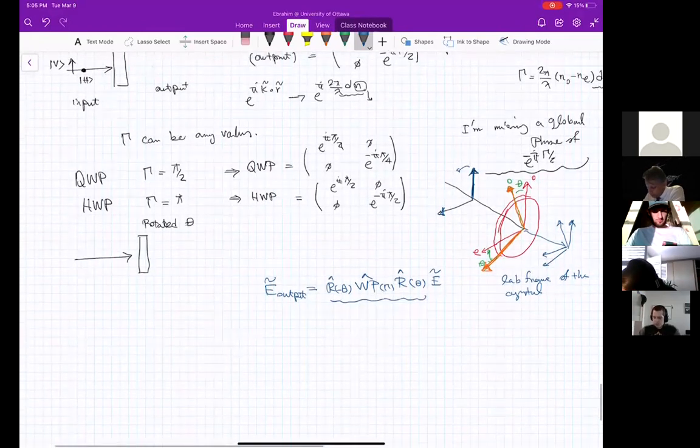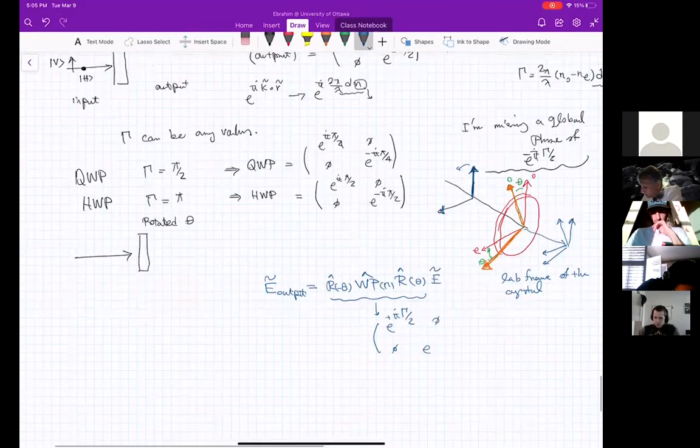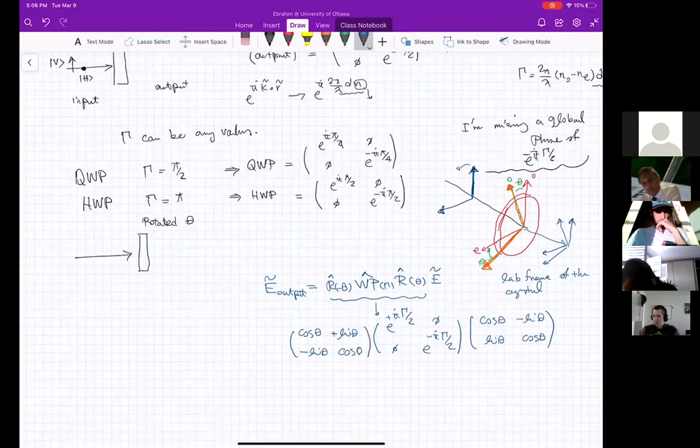Good. So I know the wave plate, which is e to the power of minus i gamma divided by 2 with positive sign, 0, 0, e to the power of minus i gamma divided by 2. Then the rotation matrix is cosine of theta, minus sine of theta, sine of theta, cosine of theta. Then I have the other one, which is cosine of theta, sine of theta, minus sine of theta, cosine of theta. All right. Then I have everything.